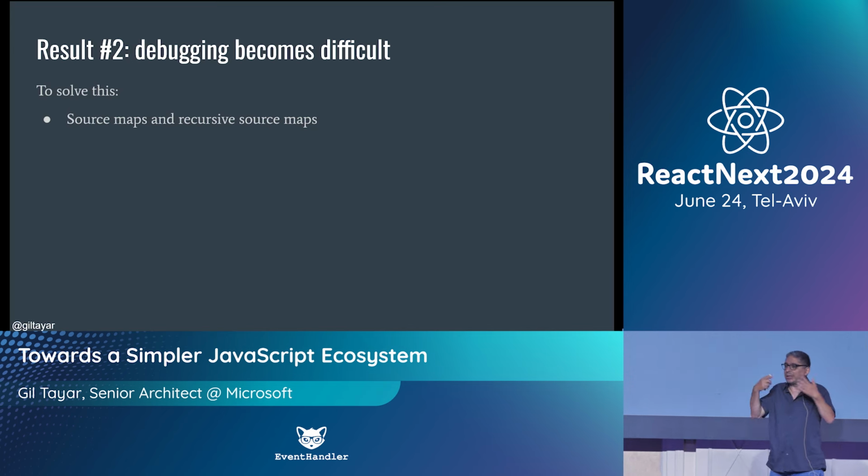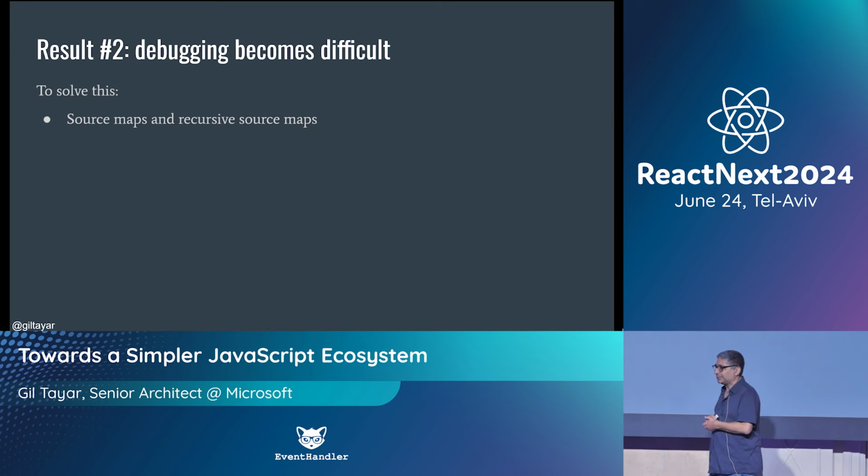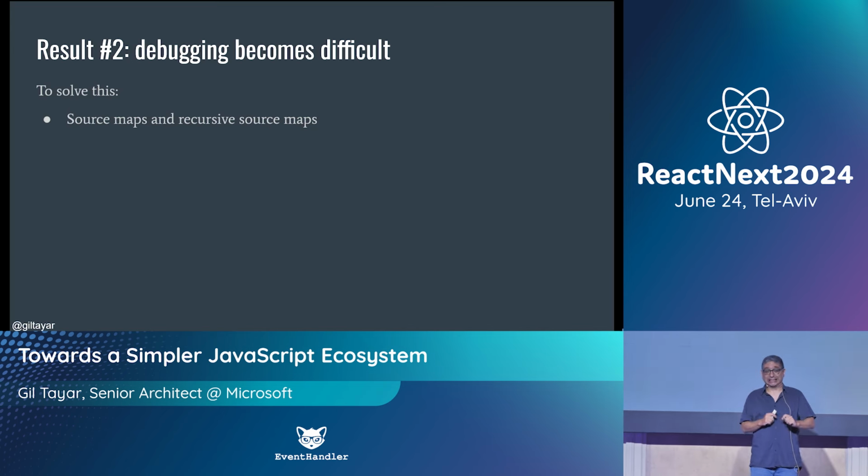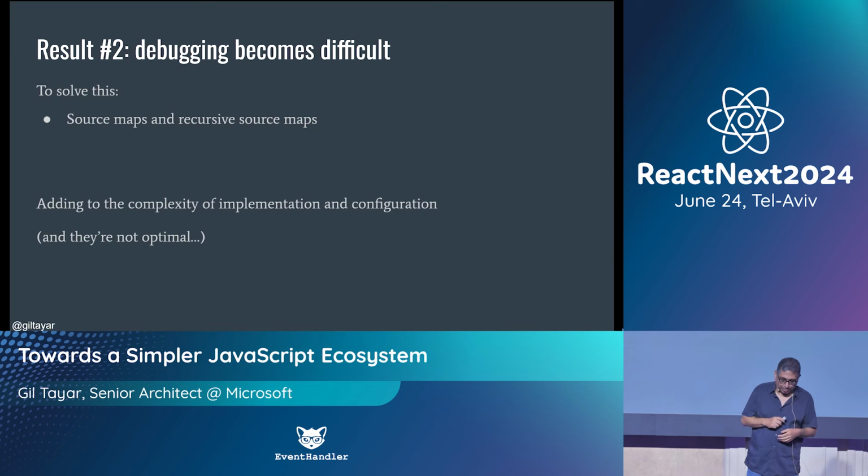So to solve this, we have source maps and recursive source maps, and there's a great talk by Adir Amsalem about this, I think in this conference, or maybe that's not TLV, I'm sorry. Okay. So source maps and recursive source maps, and browsers need to deal with it, and debuggers need to deal with it. Again, lots and lots of complexity.